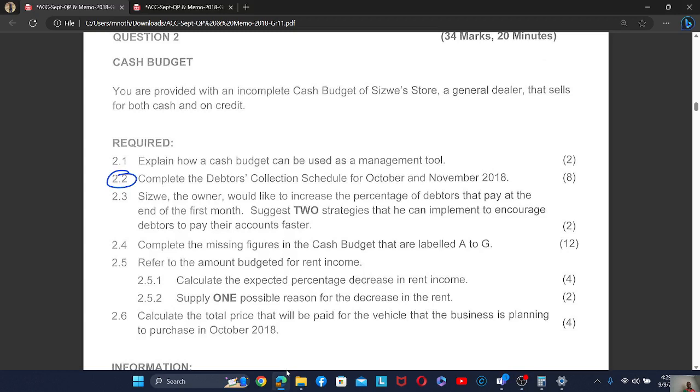2.2. Complete the debtors collection schedule for October and November 2018.